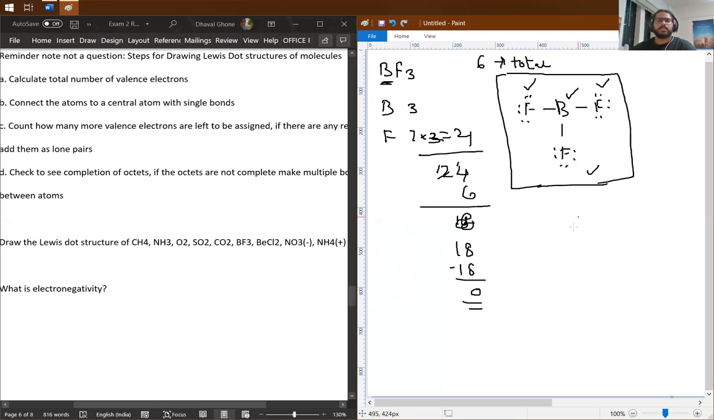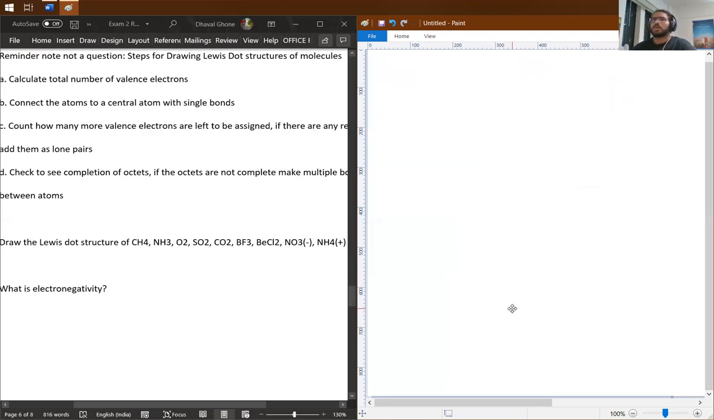Okay. I think I made a mistake earlier. What I meant to say is beryllium needs a total of 4 electrons in the outermost shell, not an octet, 4, and boron needs 6. I don't remember what I said earlier, so I'm going to correct myself right now. These are exceptions to the octet rule. Another exception is hydrogen, which only needs 2 electrons in the outermost shell. Okay, sweet. That's complete. We can draw some more structures.